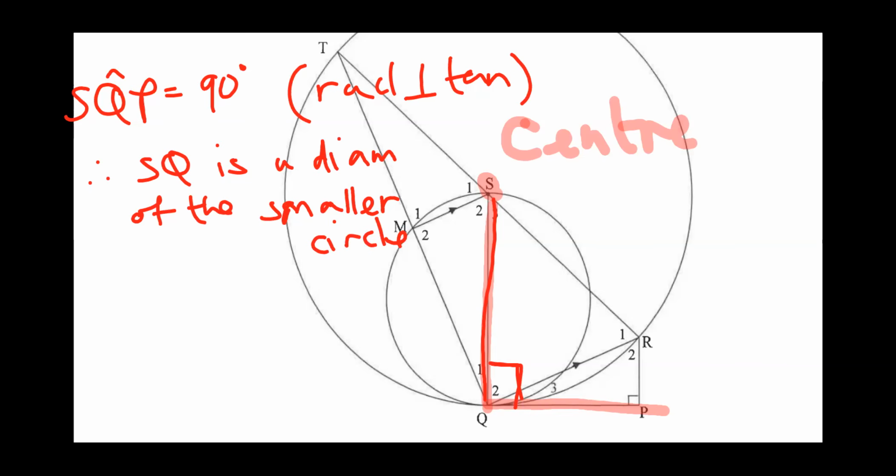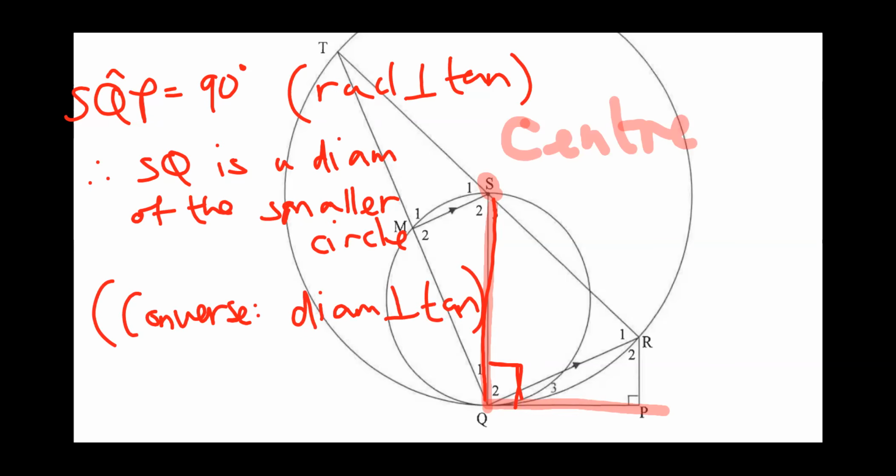Now we're also going to make use of the word converse because we are reversing a theorem. We are reversing the theorem: diameter perpendicular to tangent. So we use the radius, SQ being the radius of the big circle. And because it's perpendicular, we then also can say that SQ is a diameter for the smaller circle.